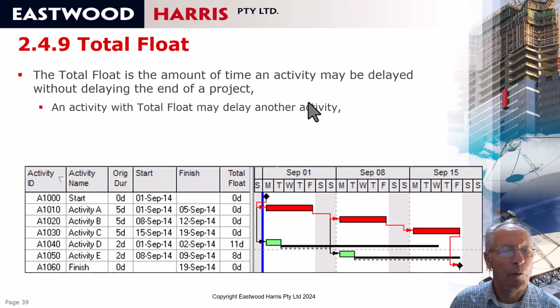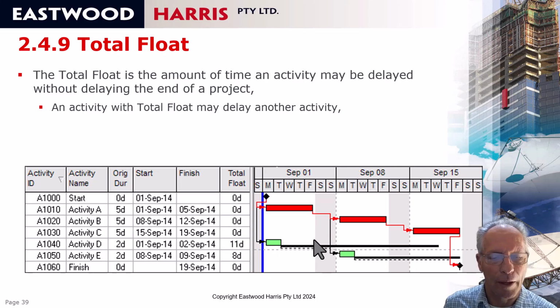So an activity with float may delay another activity. So this activity has 11 days float, so it can get delayed 3 days, and then it will start delaying this one.